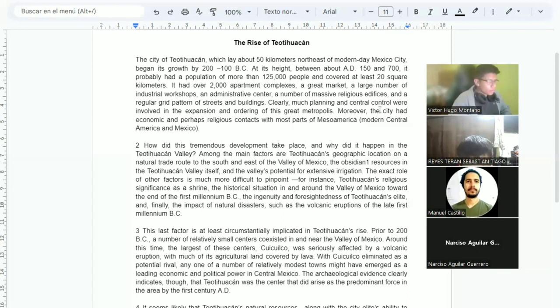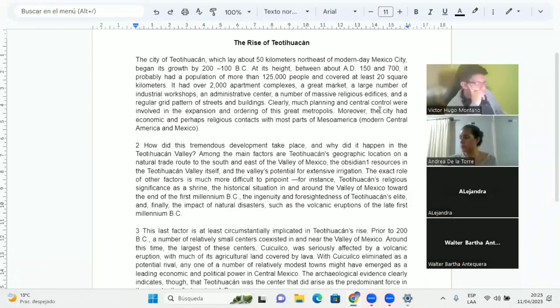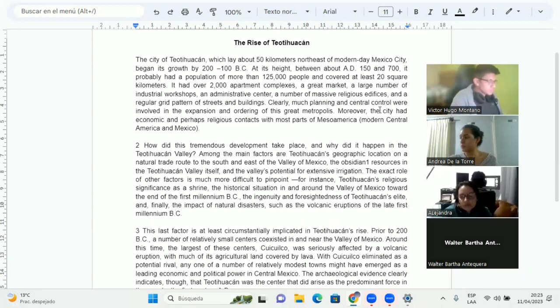Okay, guys. So we're gonna talk about what we read. This is about the rise of Teotihuacan. So in your own words, what would you say this text was about? What was it about? What is it about? It's about civilization. Okay, it's about the civilization. And what exactly about it?